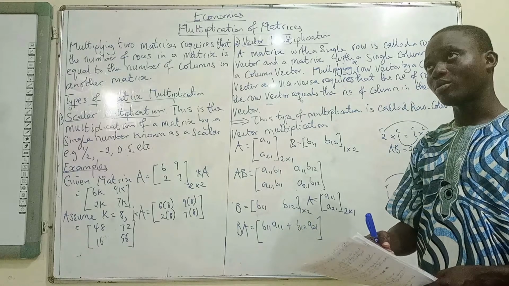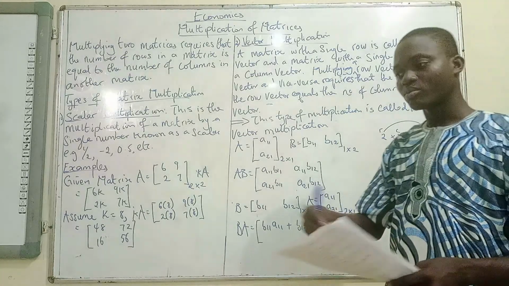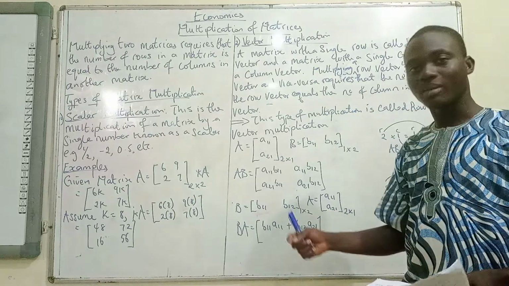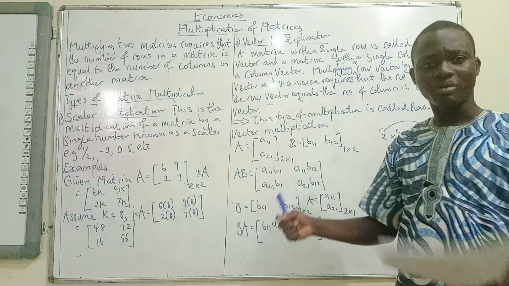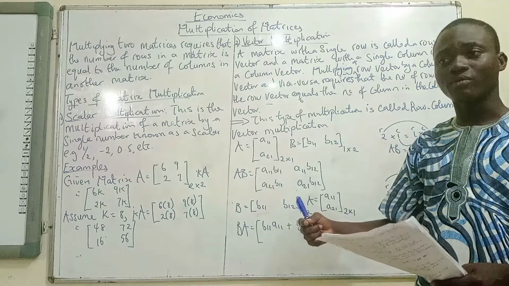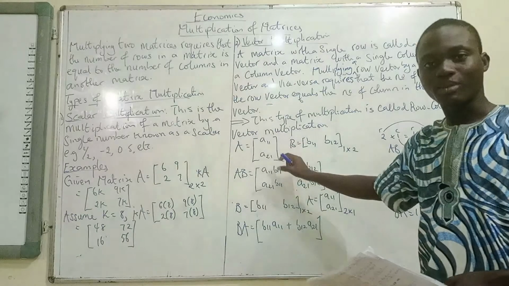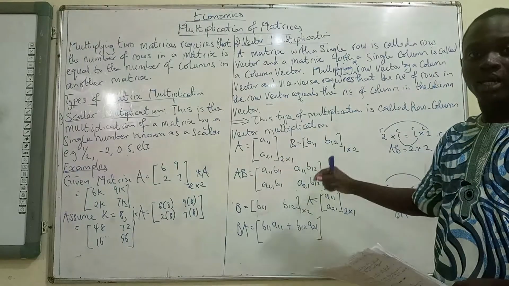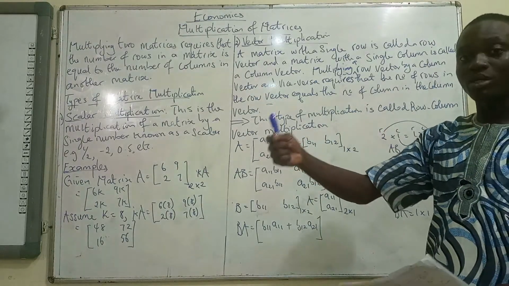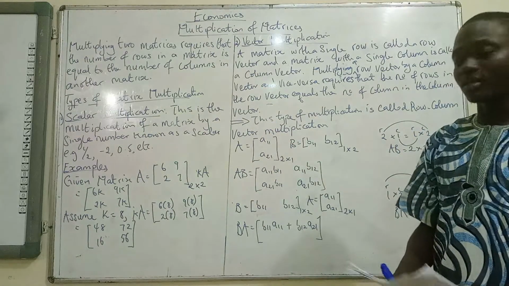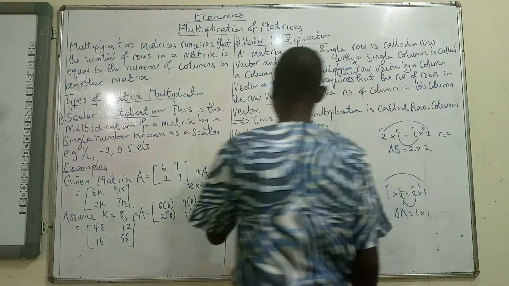So by the time we start talking about maybe 2 by 2 multiplied by 2 by 2, 2 by 3 multiplied by 3 by 2 matrix, and all of that, what we are going to learn from this particular video is what we shall be applying in multiplication of such exercises. Now we have this given matrix A.